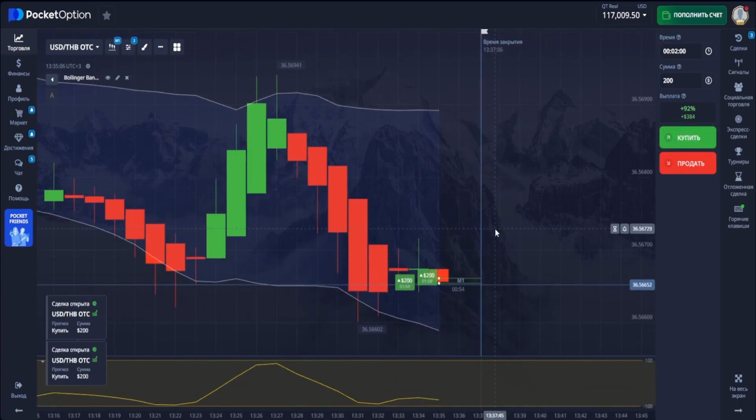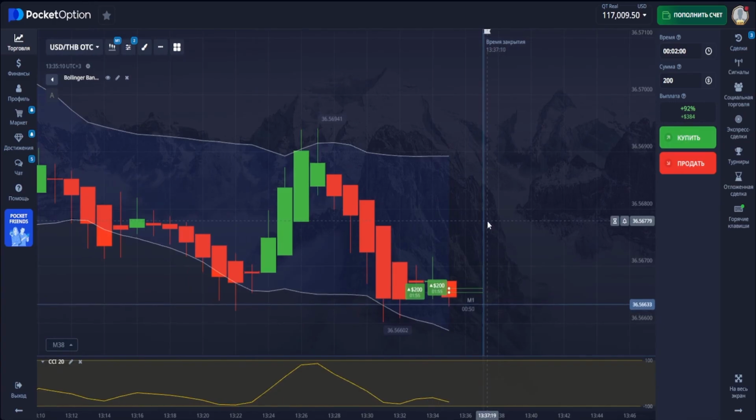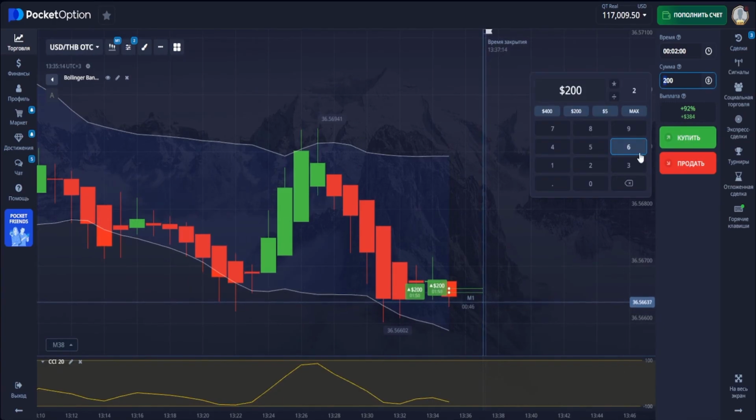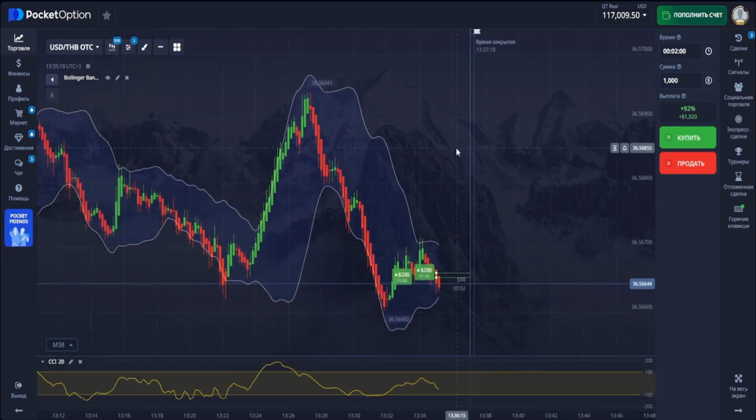But I'll say right away, this situation is not 100% ideal. If we get a loss here, it will be completely deserved. We'll make $1,000 with you in this format. Let's go ahead and put in $1,000 right away and start looking for a recovery trade on another currency pair.